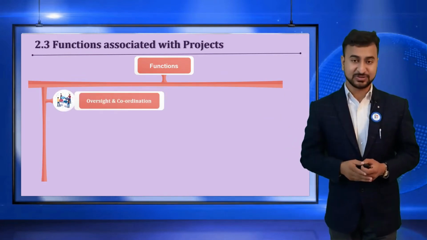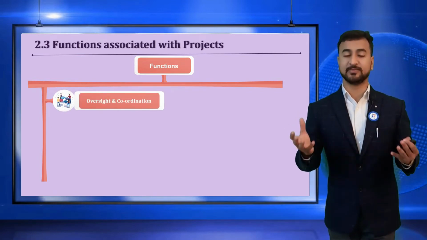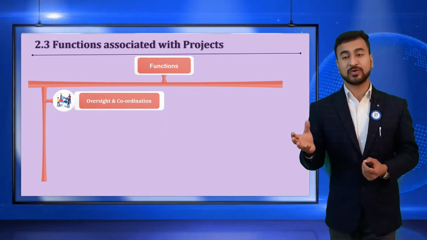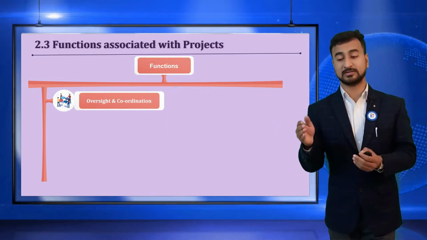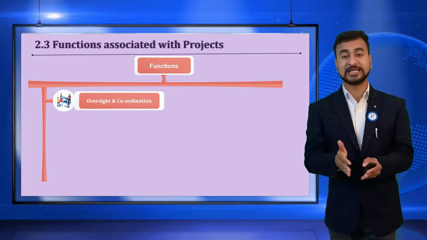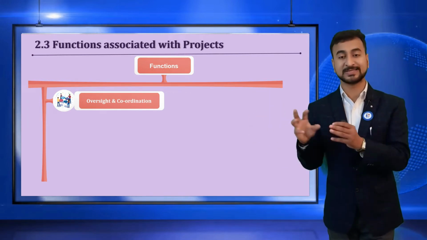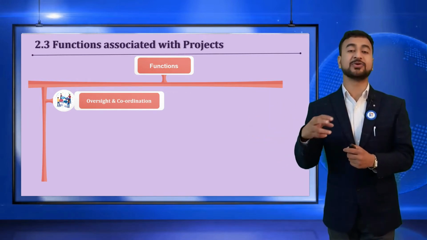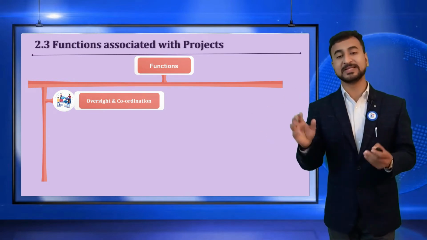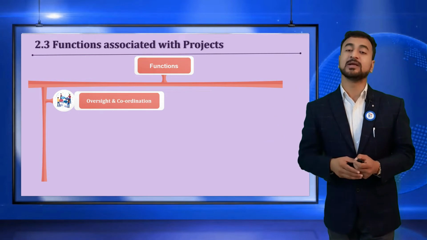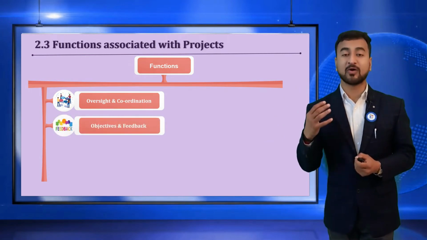So let's begin. To start with, first, oversight and coordination. That is the basic function we are doing in project management. Oversight and coordination depend on what kind of project and what time zone. Like you are in initiating, planning, executing, monitoring and controlling, or closing phase of the project. So based on that, your coordination will be different and your oversight would be different. So that is the basic function we are dealing with, that is, functions associated with the project.